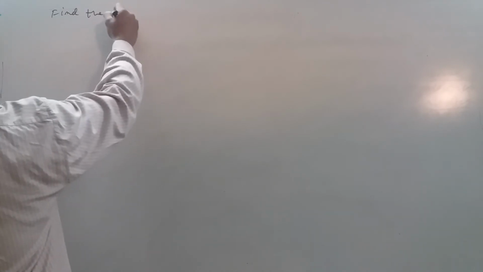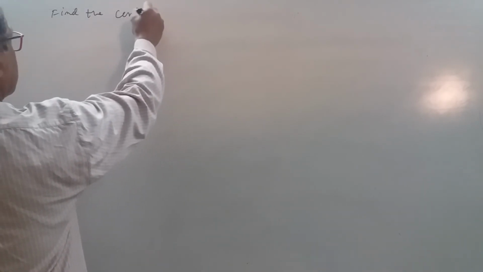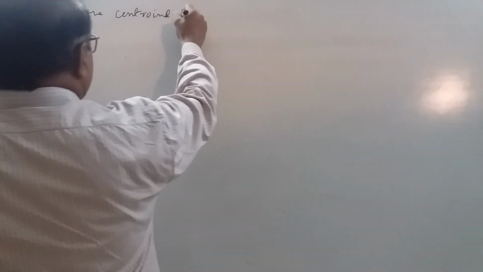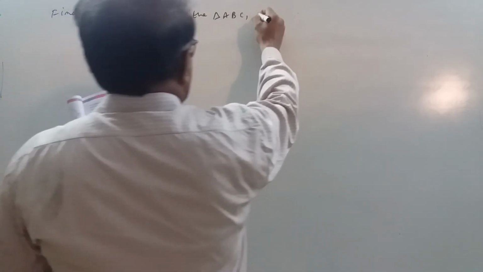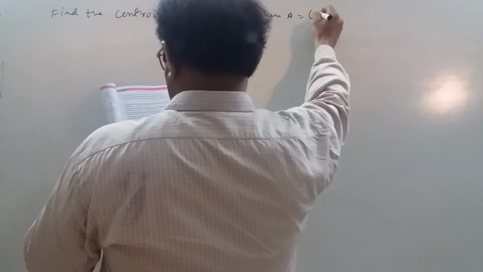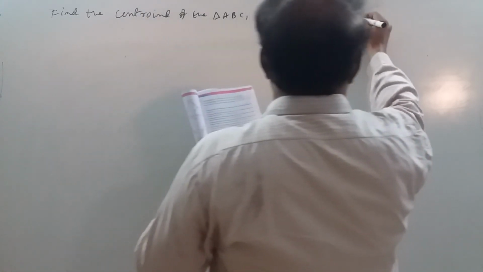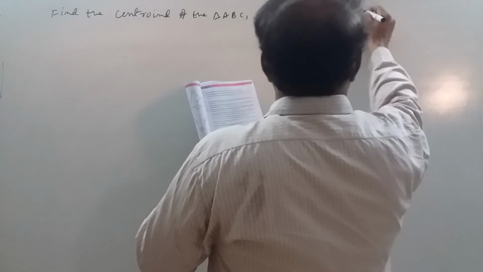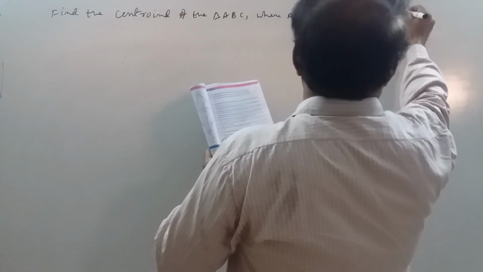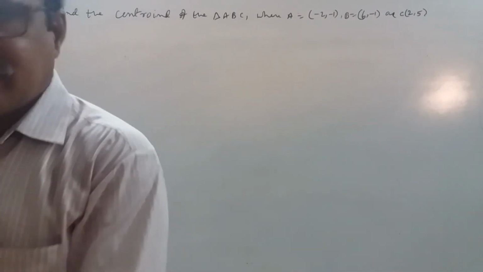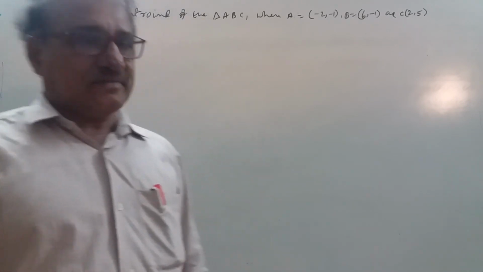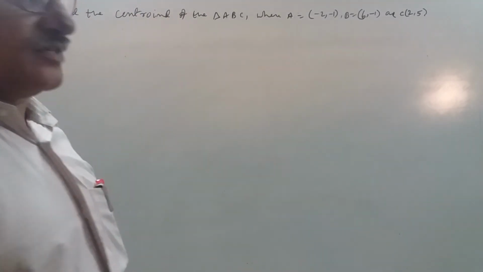Find the centroid of the triangle ABC, where A is equal to (-2, -1), B is equal to (6, -1), and C is equal to (2, -1). Three vertices are given. By using that we have to find centroid G.